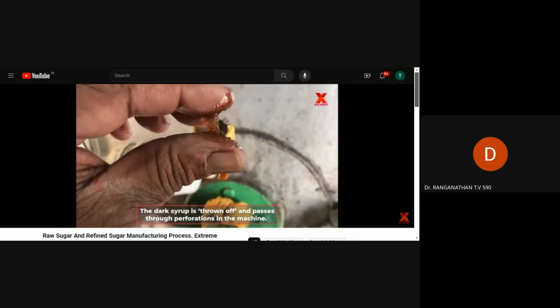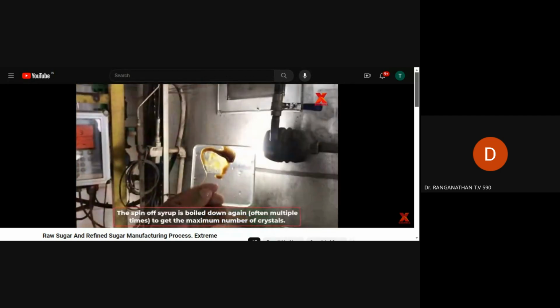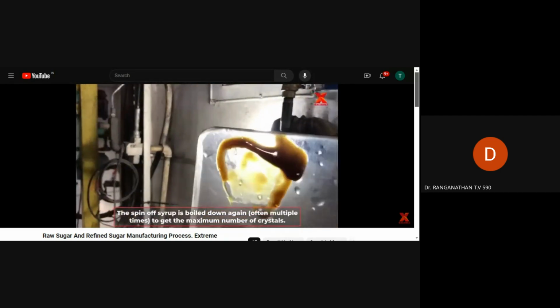This is your syrup, which contains the mixture of all the things, right? So they check for this by measuring the concentration.